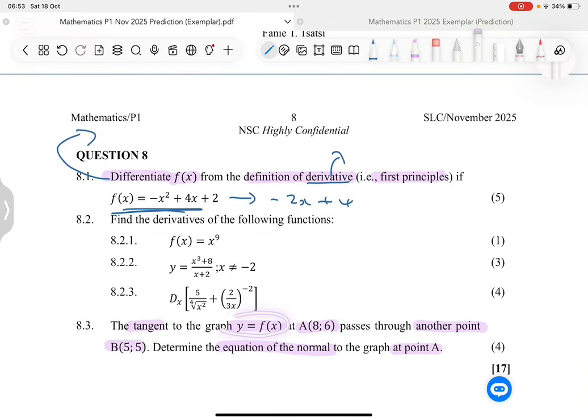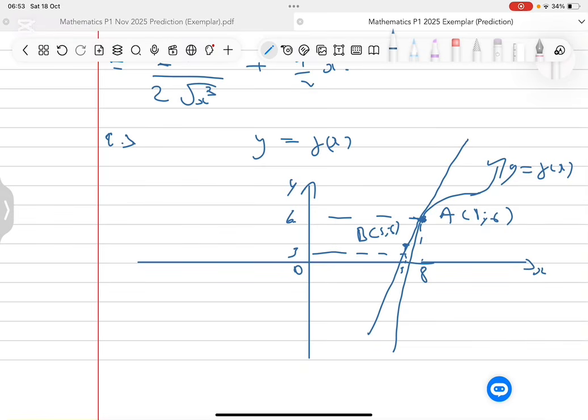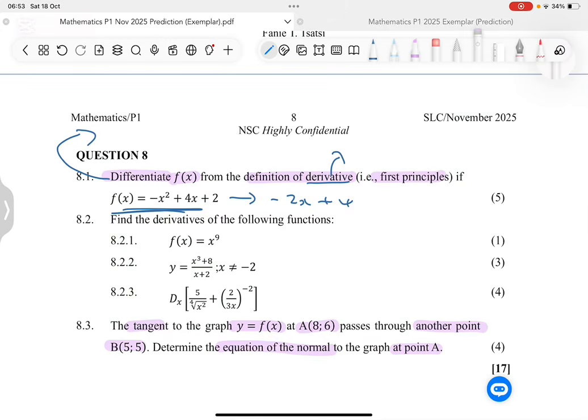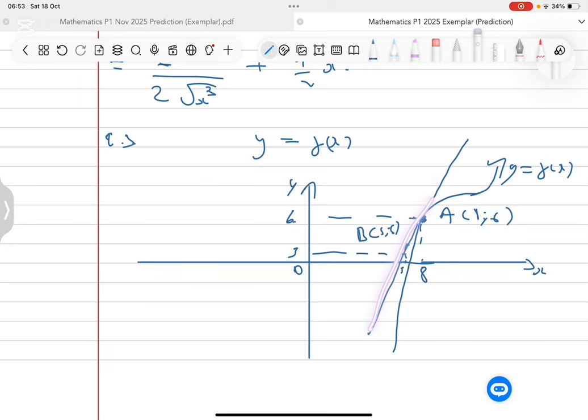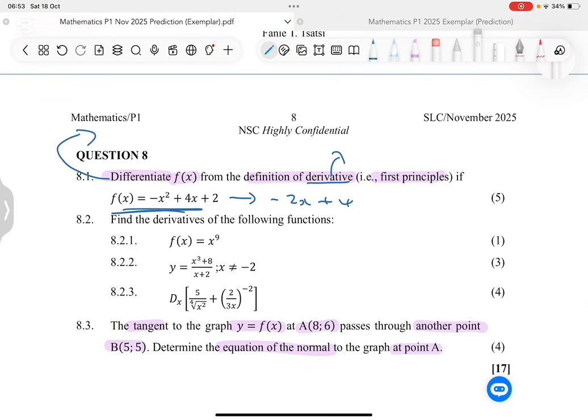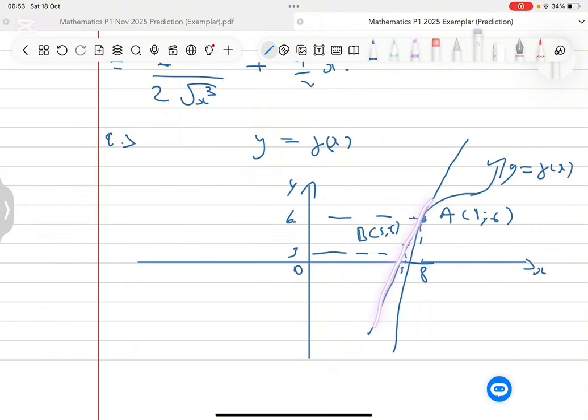We have the curve y equals f of x, and we have a point A here on that curve. So the tangent passes through that point. There it is. And they're saying here it also passes through another point B. So this is another point B that is on the tangent. This point is on the tangent. It's not on the curve necessarily.